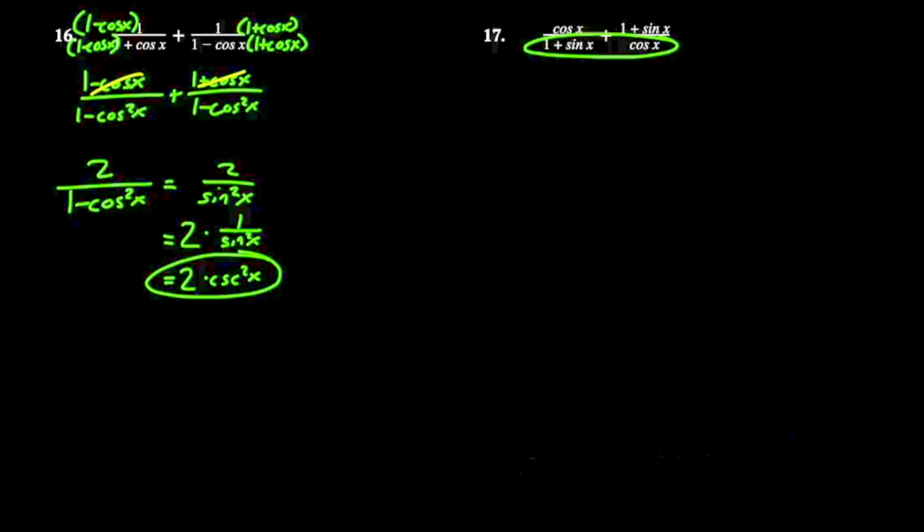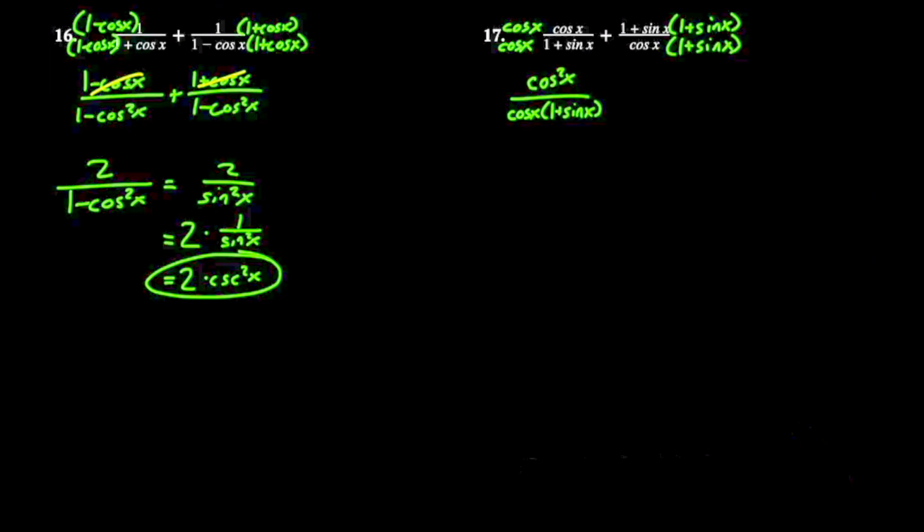Number 17 is going to have us do the same thing. We're going to add two fractions together, so we're going to get common denominators. So the first fraction needed a cosine on top and bottom, and that would give me cosine squared on top. And on bottom, I'm just going to leave it how it is for now. Later we'll see if I want to distribute this in or not. And over here we have 1 plus sine as the same factor times itself. So again, I'm not going to FOIL those together.